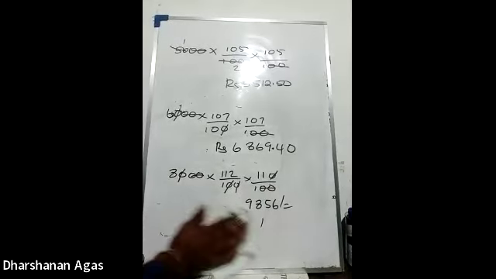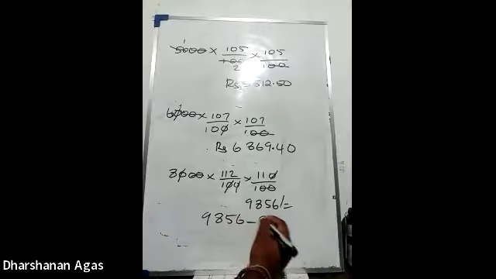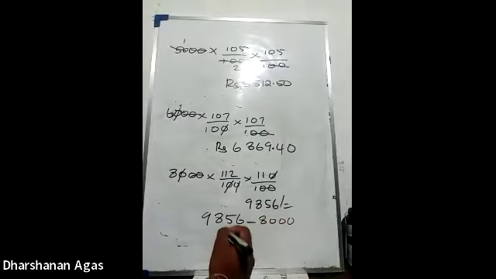The third question, they are asking the total interest he got. Am I correct? They are asking total interest at the end of the 2 years, right? Then 9,856 total amount. Reduce this 8,000. Then the answer is 1,856 rupees, the total interest. Okay?